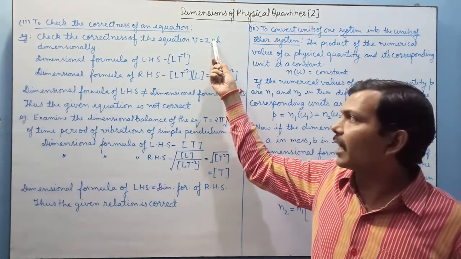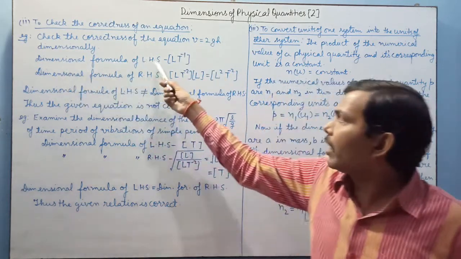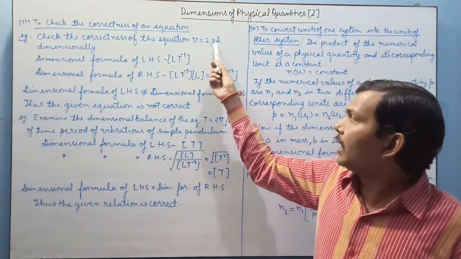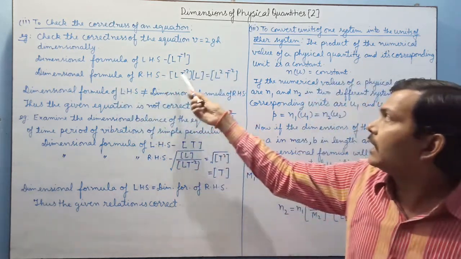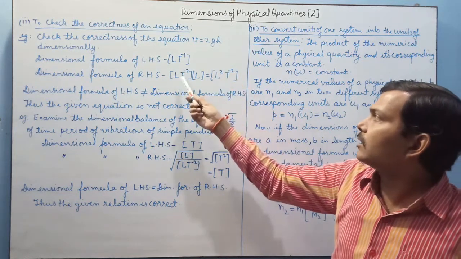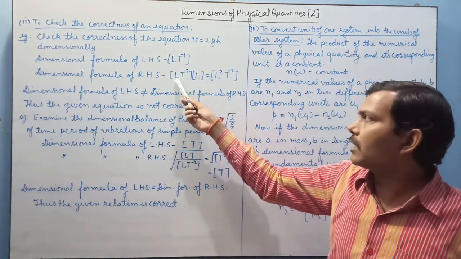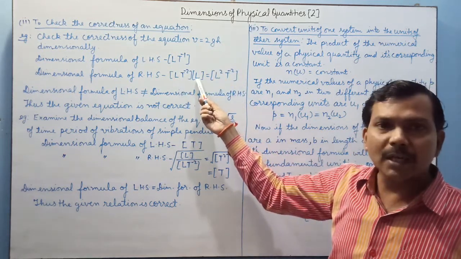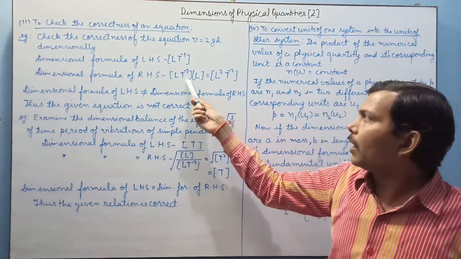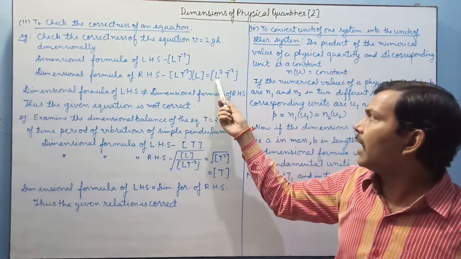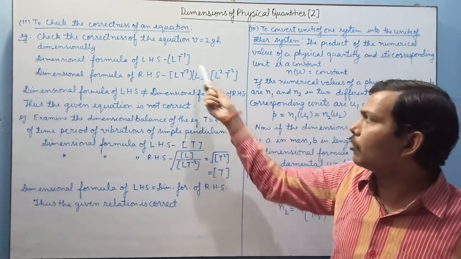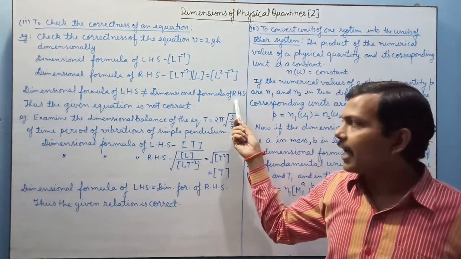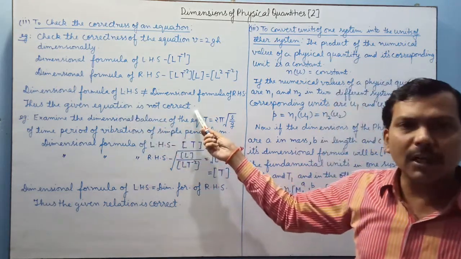equation will be incorrect. So the dimensional formula of LHS is velocity, it will be L t^-1. Similarly, the dimensional formula of RHS: g is acceleration due to gravity, its dimensional formula will be L t^-2, and h is height, its dimensional formula will be capital L. On combining it, we get L^2 t^-2. Here you can easily notice that the dimensional formula of LHS is not equal to the dimensional formula of RHS. Thus the given equation is not correct.